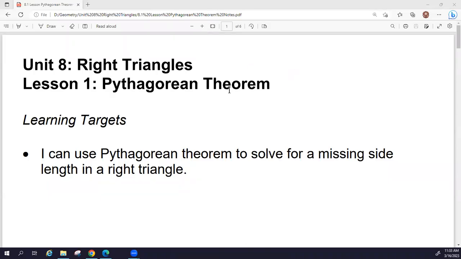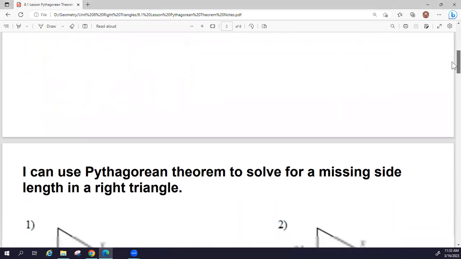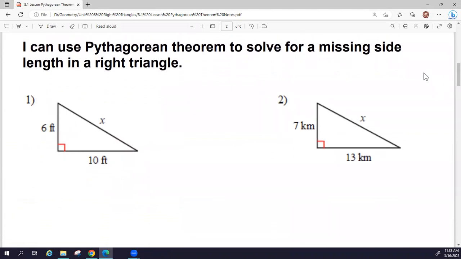Hey, all, today we are going to start talking about right triangles, and we're going to start that discussion with the Pythagorean theorem. So hopefully the Pythagorean theorem is something that you've seen before, since we did discuss it a bit earlier this year.